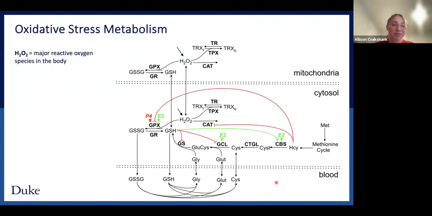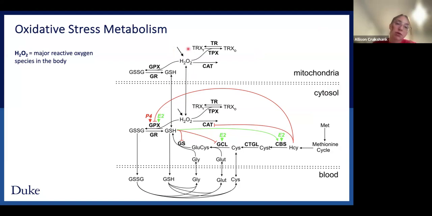Okay, so with that, I want to show a mathematical model of this oxidative stress. So I created a mathematical model for hydrogen peroxide, which is H2O2. It's a major reactive oxygen species in the body, so we think of that as the indicator of oxidative stress in our model. You can see in this model, we have the cytosol, the blood, but we also had the mitochondria.